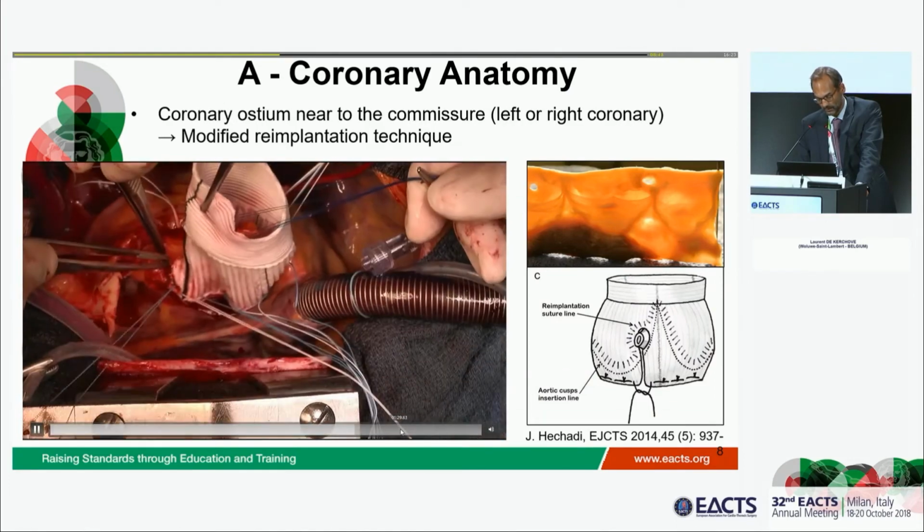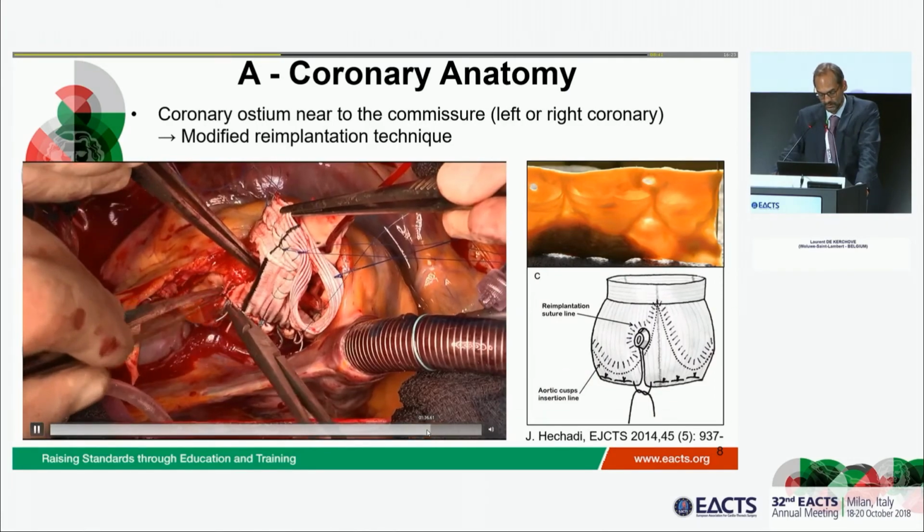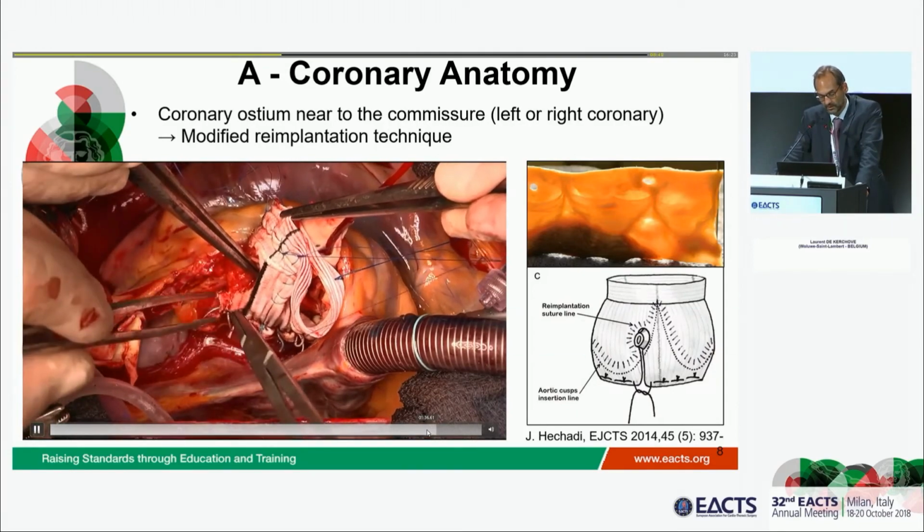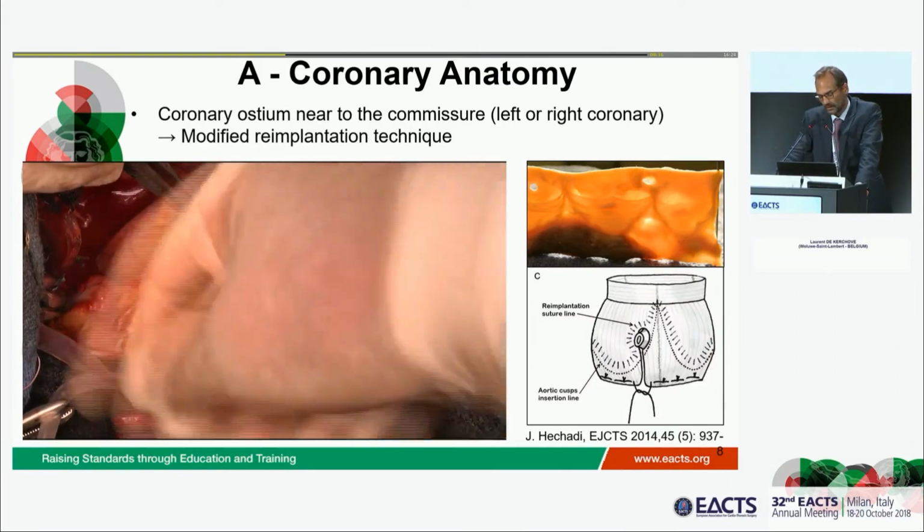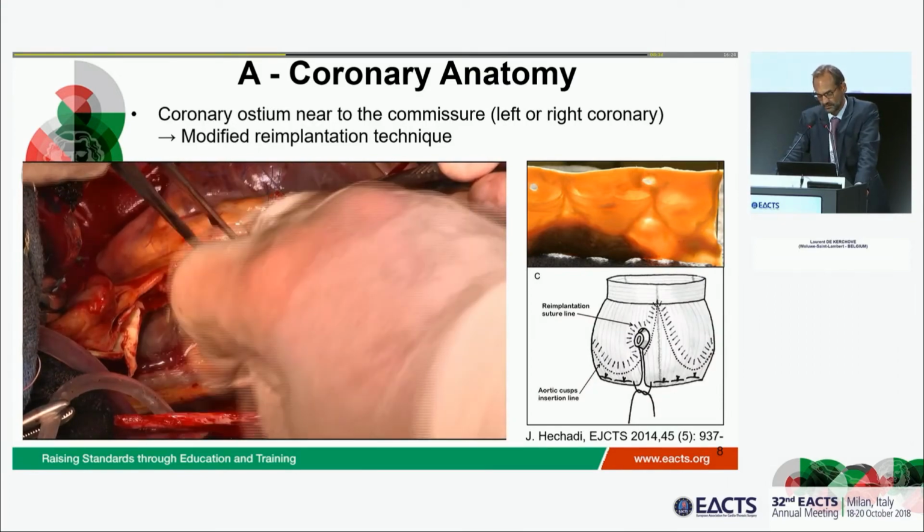I will skip a bit of the movie because it's quite long. You see that we close the graft just below, so we keep this annuloplasty effect, characteristic of the valve sparing reimplantation technique, and this is the final result.